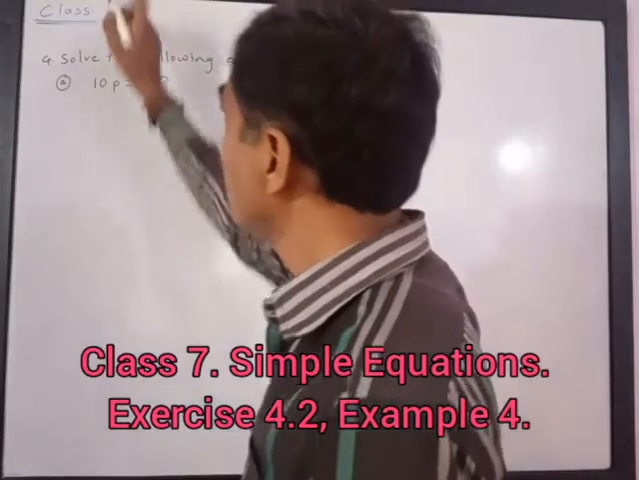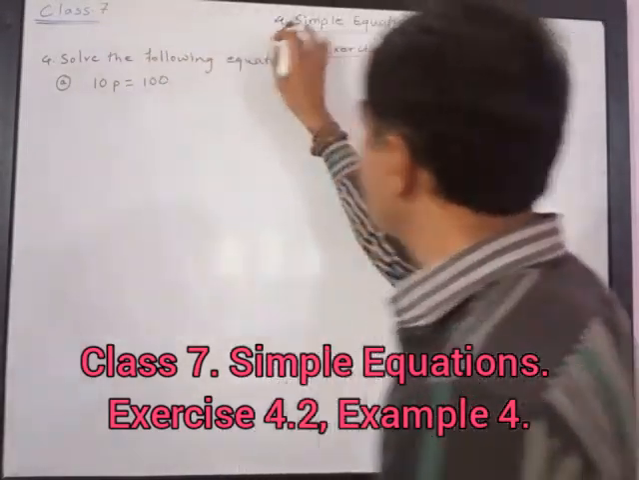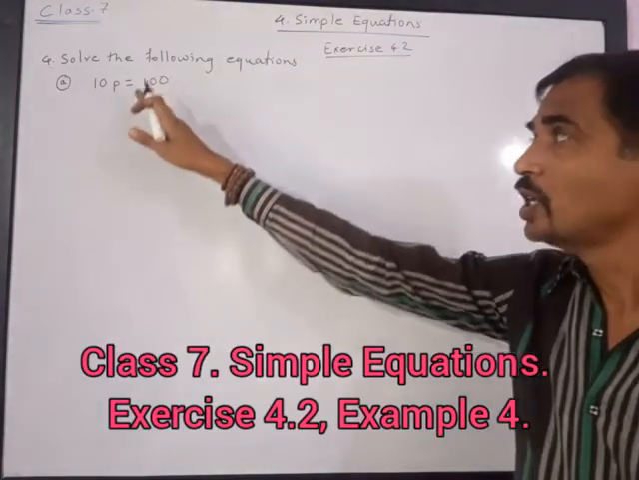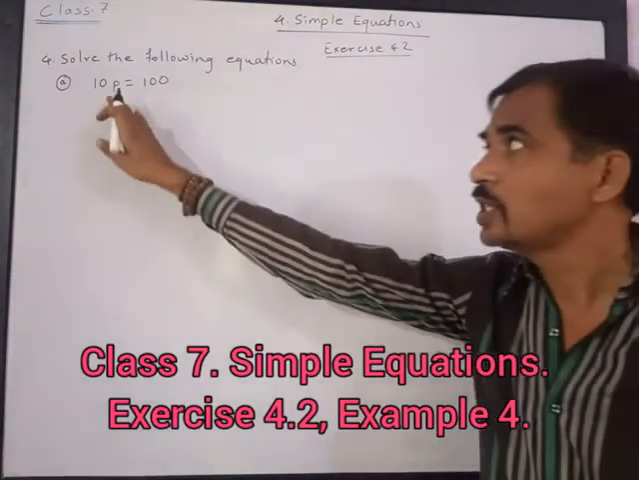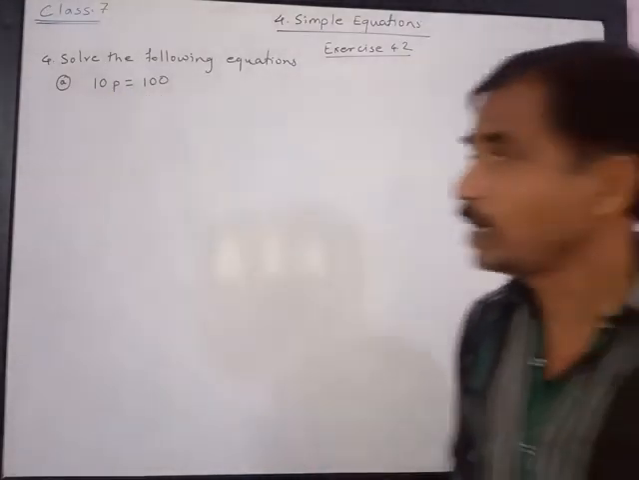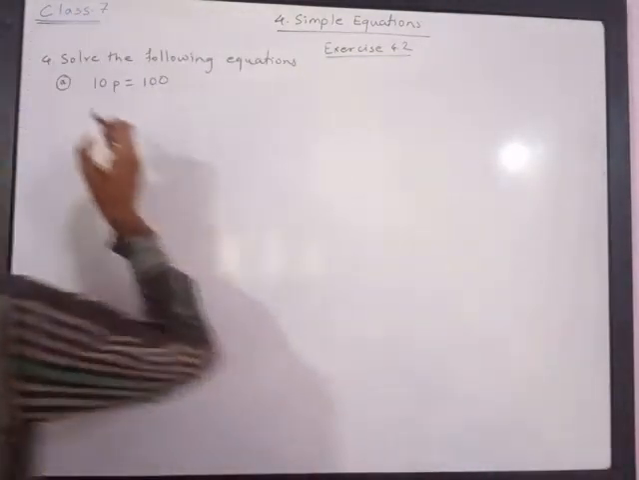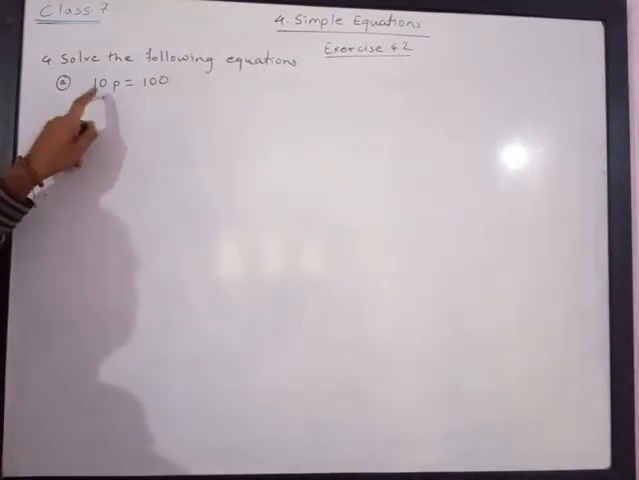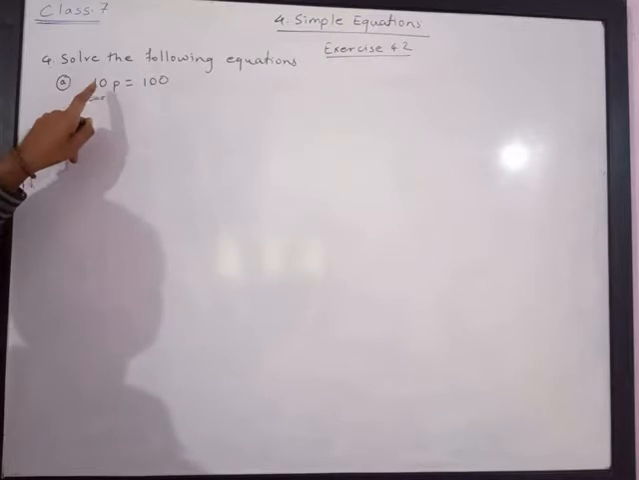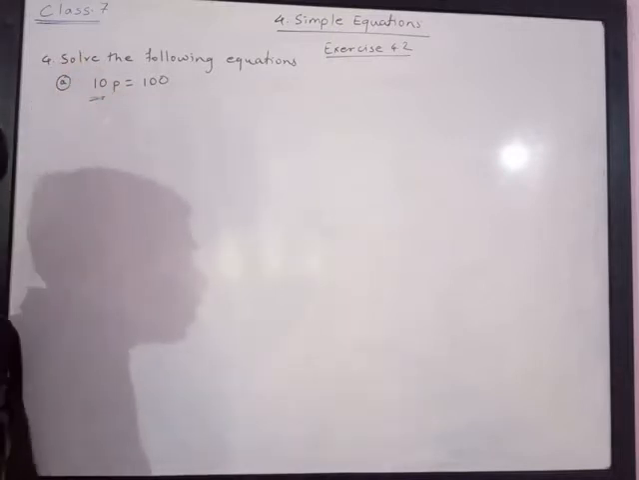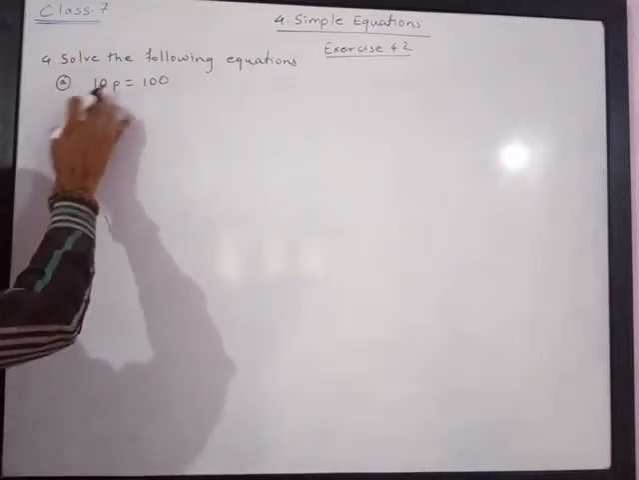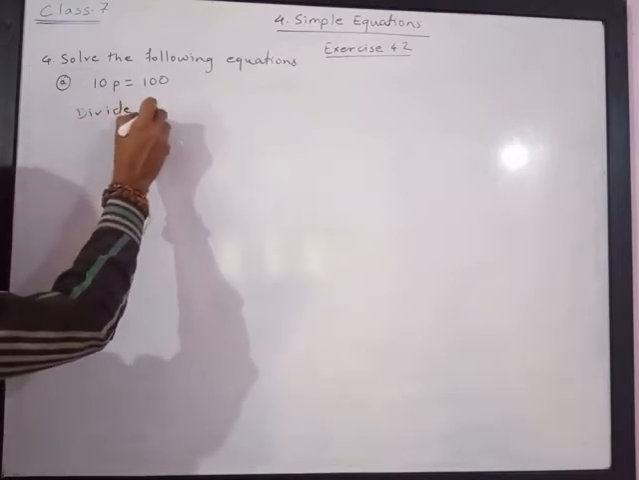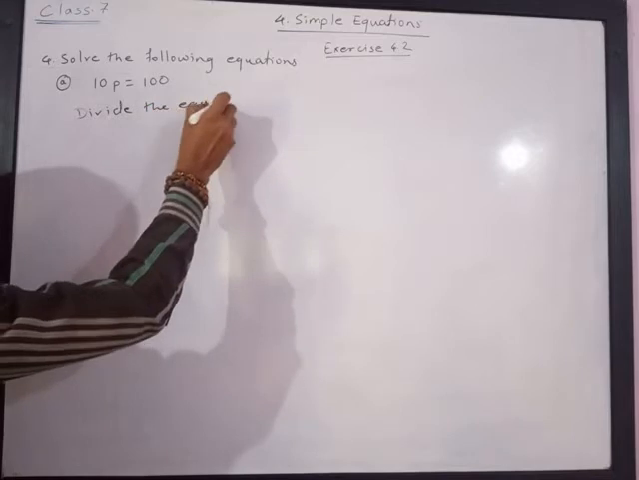Dear friends, in class 7 we are studying the 4th chapter, simple equations, and in exercise 4.2 we have the fourth question: solve the following equations. The first is 10p = 100. Here 10 is the coefficient and 10 is multiplying p. To find the value of p we need to eliminate 10, so divide the equation by 10.